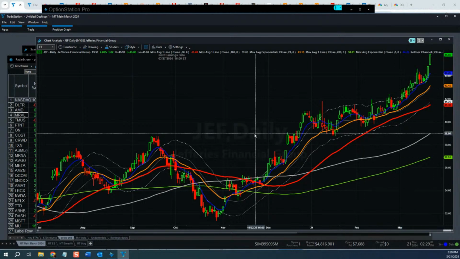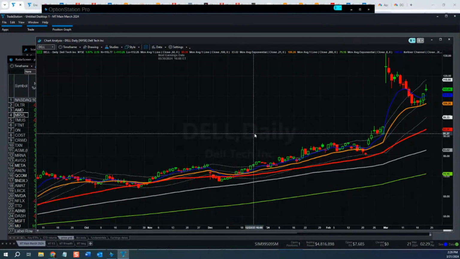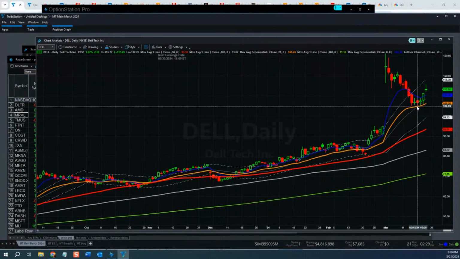All right, talking about breaking out. Look at Dell. I want to just point this one out. Dell also popped up, touched that 21-day exponential.